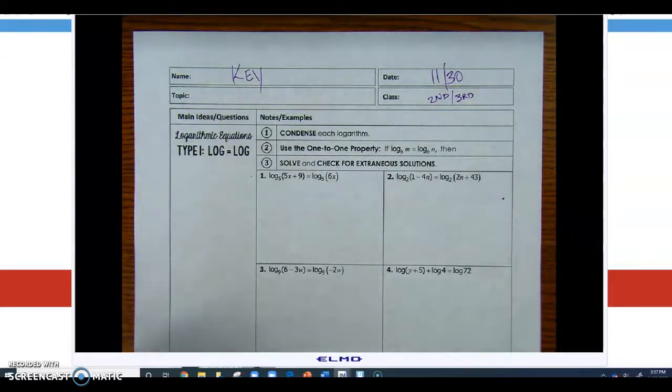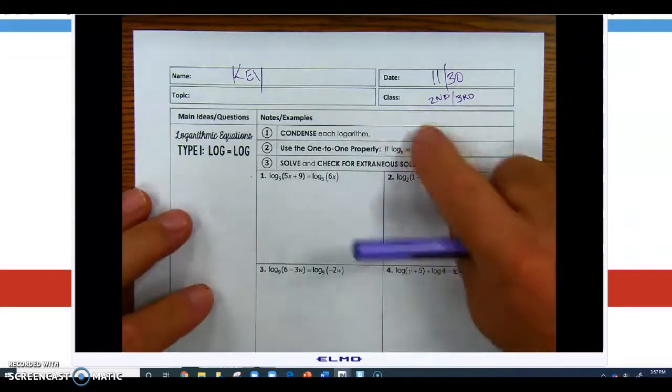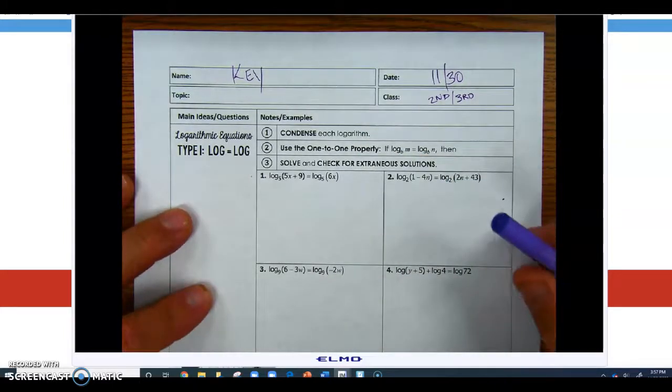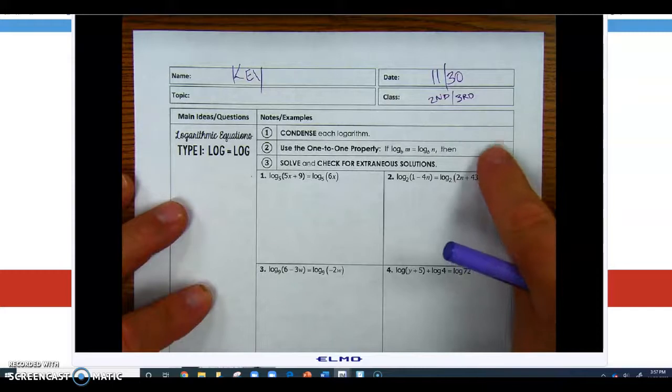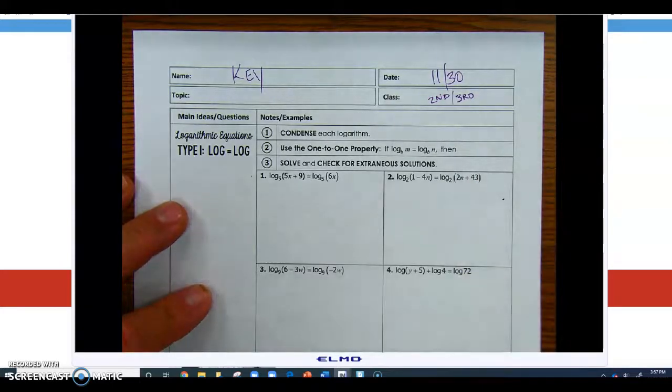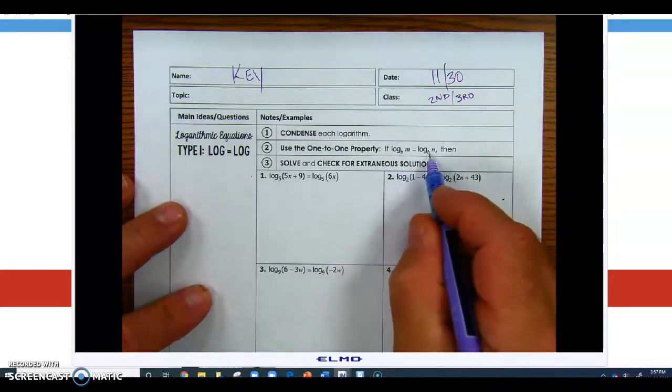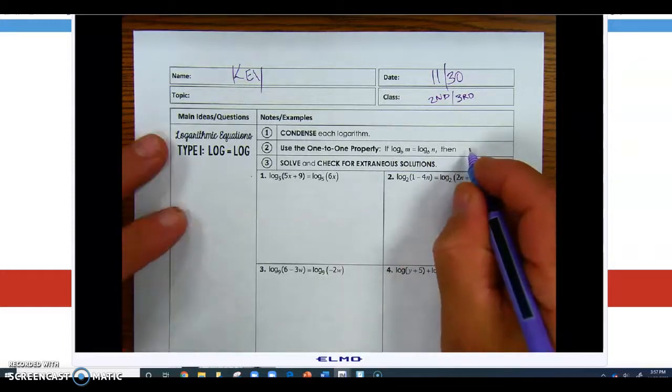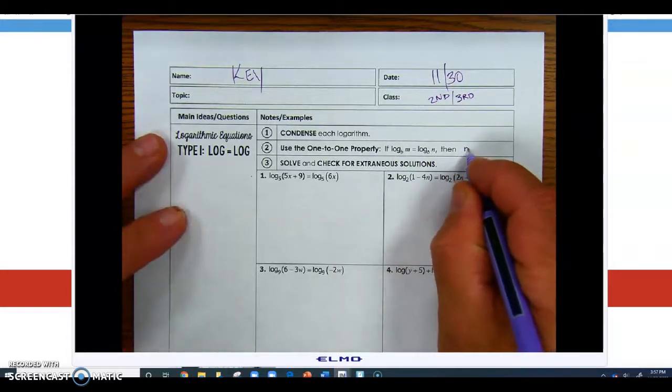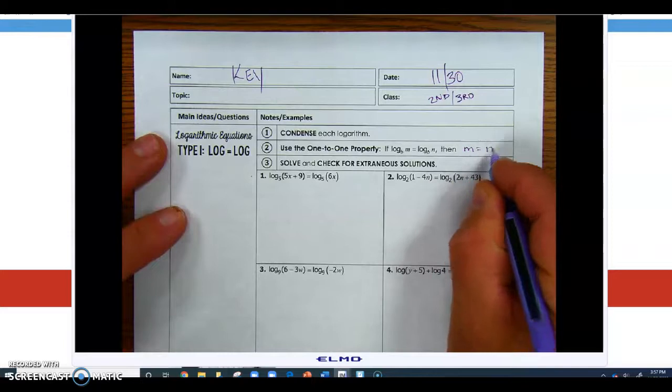So we got the steps right here. Condense each logarithm using the rules that we learned in class. Use the one-to-one property. That means that if you have a log with the same base equal to a log with the same base, then M equals N.